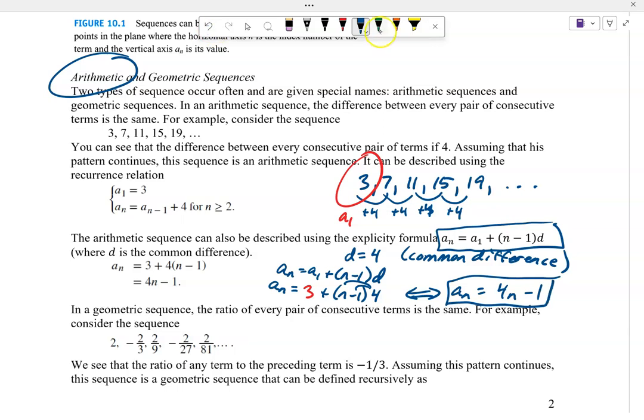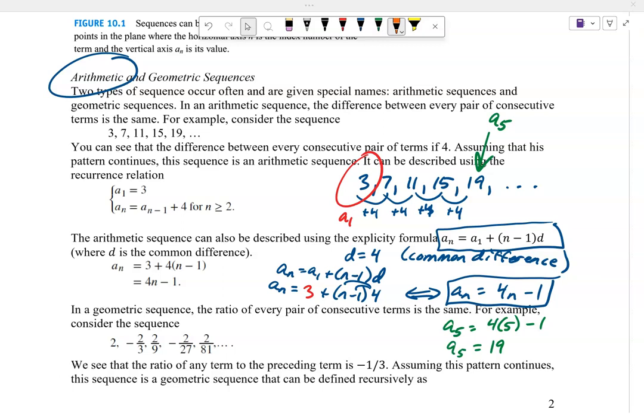So for example, if I'm trying to find the 5th term, I know the 5th term is 19, right? But let's check it. The 5th term is 4 times 5, n is 5, minus 1. 20 minus 1, 19. The 5th term is 19. Now I have an explicit formula, because it's an arithmetic sequence, I can go directly to any term that I want.